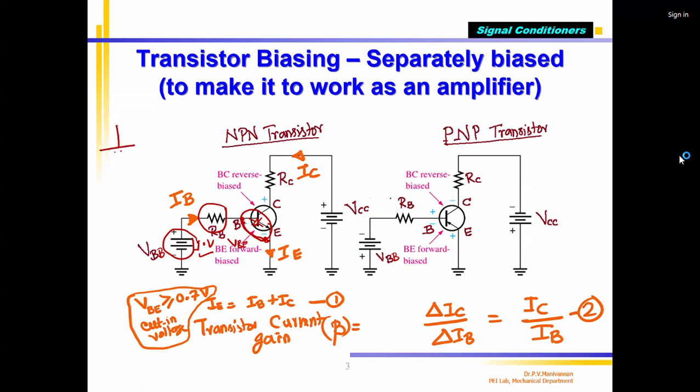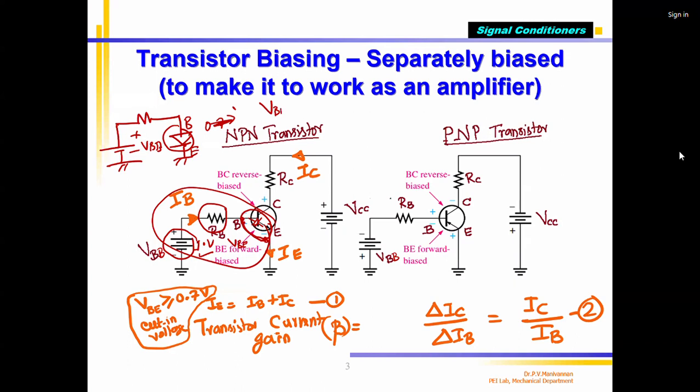So I can draw this part as VBB, one resistor, one diode. This is the base terminal. This is my emitter terminal. Now the diode will conduct when the voltage supplied is greater than 0.7 volts. If VBB is greater than or equal to 0.7, then only the IB will flow.